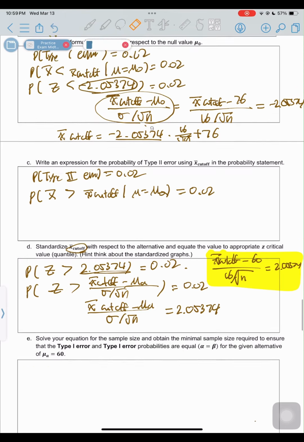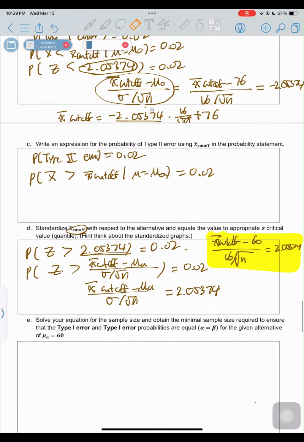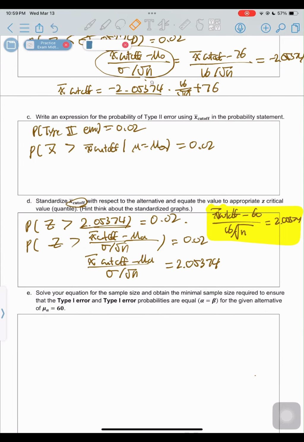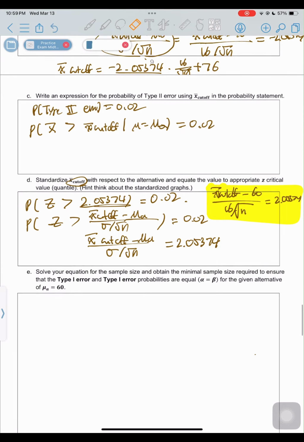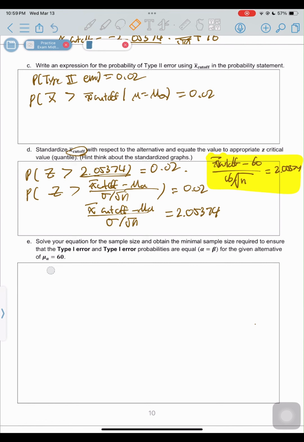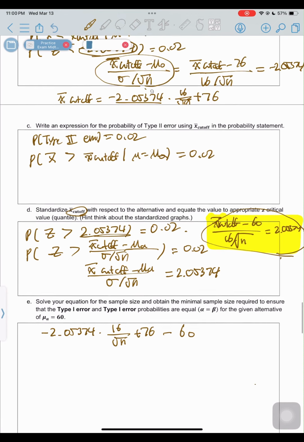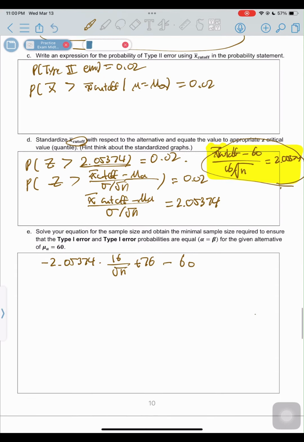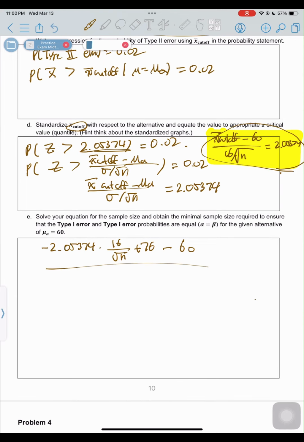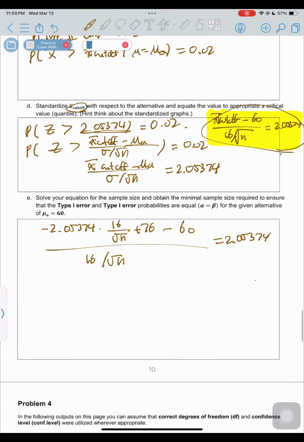Anyways, since in part B we have the x cutoff equal to negative 2.05374 times 16 over square root of n plus 76, we get negative 2.05374 times 16 over square root of n plus 76 minus 60. You're going to use this equation, so we're just exchanging the x cutoff value with the part B value. If you do that, minus 60 over 16 square root of n is equal to 2.05374.